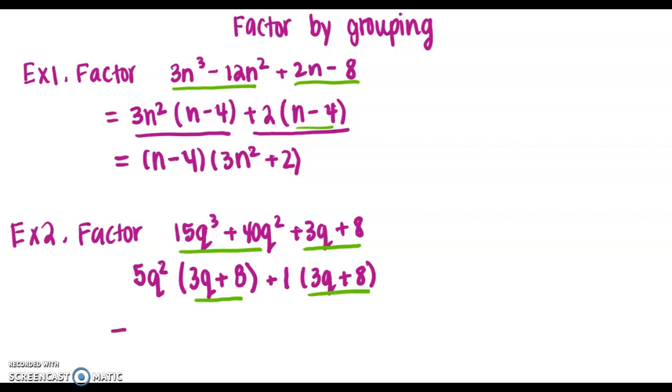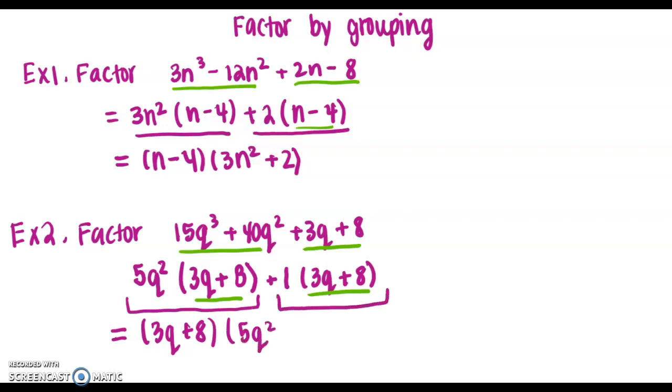So next thing is we're going to go ahead and factor out that 3q plus 8. So again, here, if you factor out the 3q plus 8, you're left with a 5q squared. And then over here, if you factor out the 3q plus 8, you're left with a plus 1. Now, many students forget the 1 here. So do not forget the 1 as a placeholder.